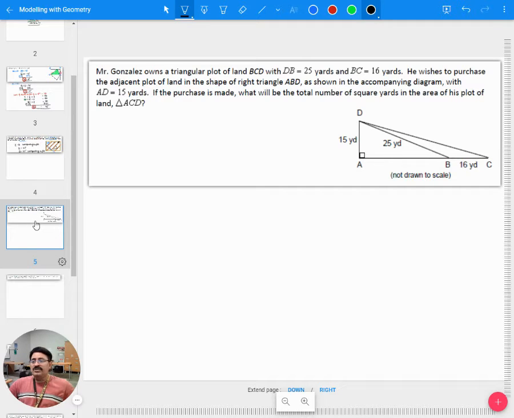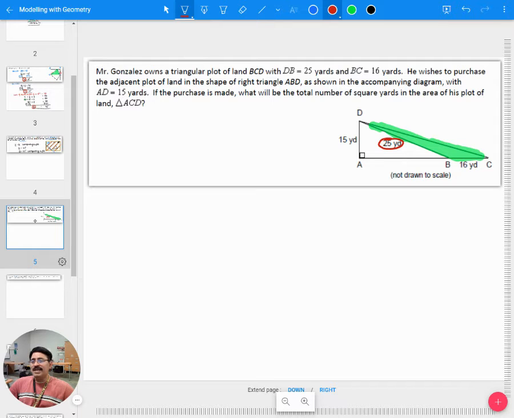Next one. Mr. Gonzalez owns a triangular plot of land BCD. Okay, so please observe carefully. So he is owning this land BCD, with DB given as 25. You can see the measurements here. DB is 25, BC is 16, that's marked.